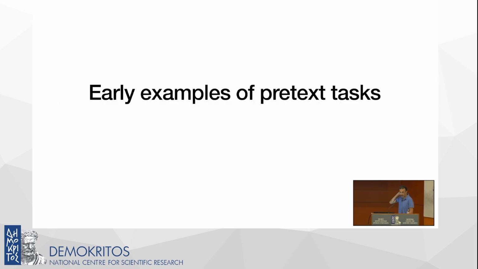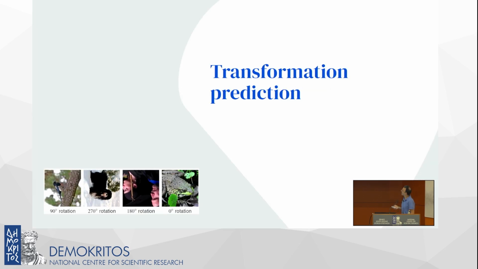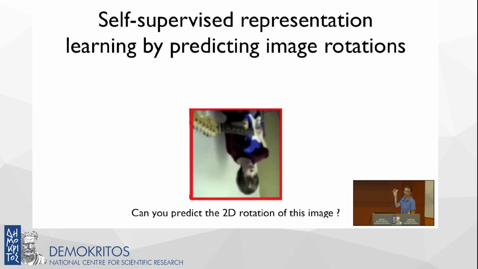So in the early days of SSL, everybody was trying to be very creative. Everybody was trying to propose a new pretext task. Many of these tasks in the early days were related to the so-called transformation prediction problem. For instance, in 2007, we proposed the pretext task of predicting image rotations.